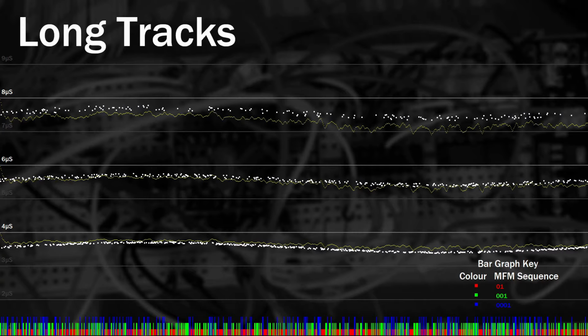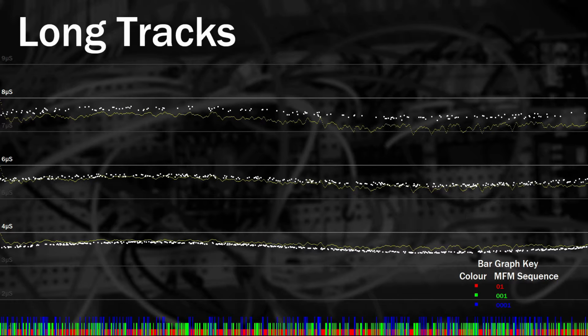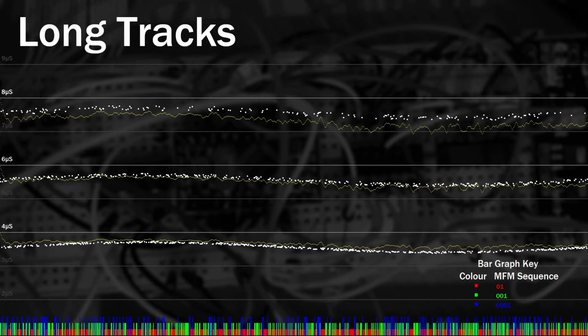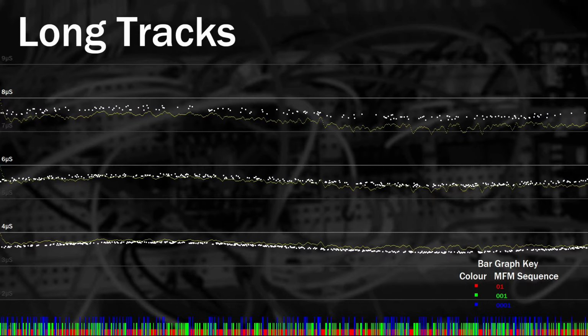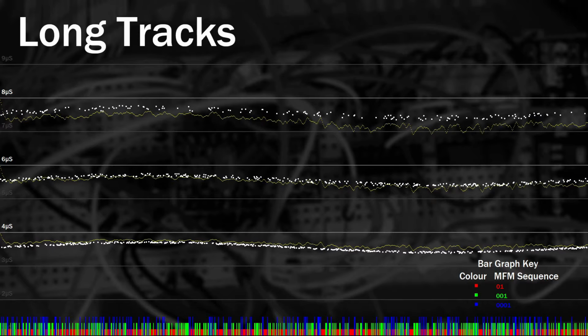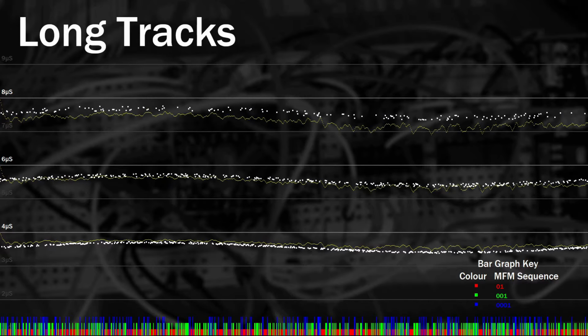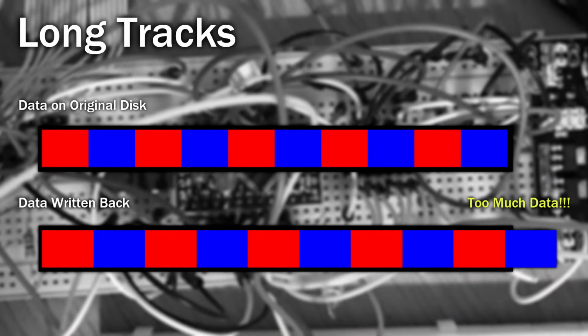Long tracks will read perfectly well as the PLL adjusts to the slightly higher clock rate. The flux transitions are lower on the screen, meaning they're happening slightly faster than usual. This also means the data is loaded slightly quicker. As a result, it's actually possible to fit slightly more data onto the disk than would be possible normally. This is a simple form of copy protection.